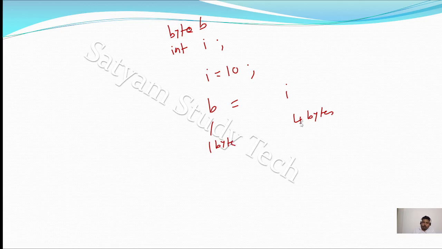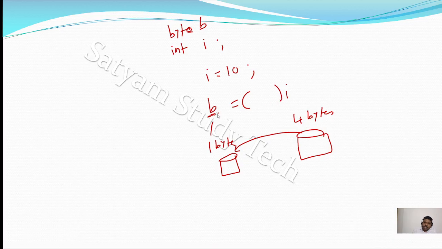So here the 4 bytes of data is stored in 1 byte. Here is a 1 byte container, and here is a 4 bytes container. So how is it possible to store 4 bytes in a 1 byte container? There is a loss of data, a loss of precision here. So that's why the source data type is converted into the destination data type.